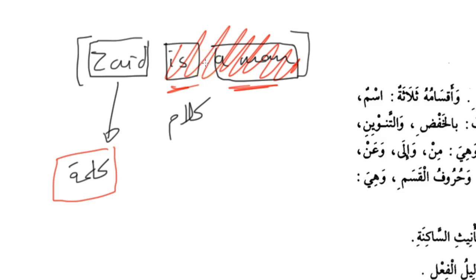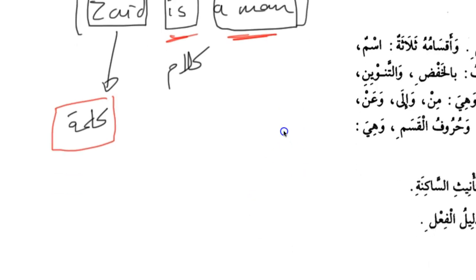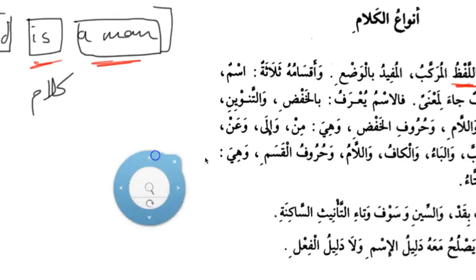So this is why he says that it has to be mufid bil wada. In other words, Zaid on its own is not a kalam, it's not a complete sentence. And if I was to cross out a man, then Zaid is not a complete sentence. There has to be all of these words put together for a complete sentence. All of these things have to be put together for a sentence to be considered complete.